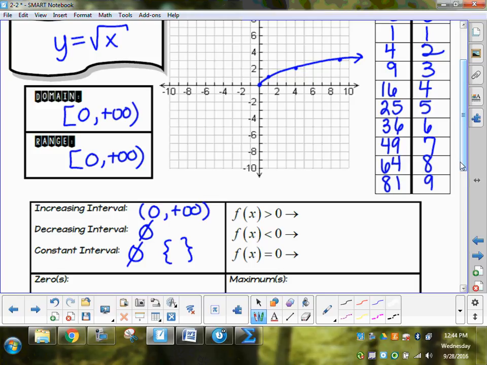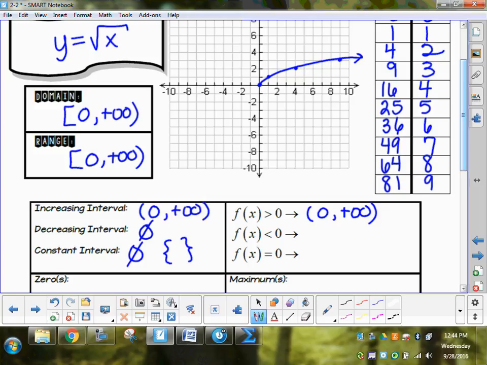When is it greater? He said 1 and up, and he even did the right integers. But we want to add one little bit to it. Anything bigger than 0. So 1 and up works, but it's not everything. We need to put parentheses there. 0 out to positive infinity is when it's greater than 0.